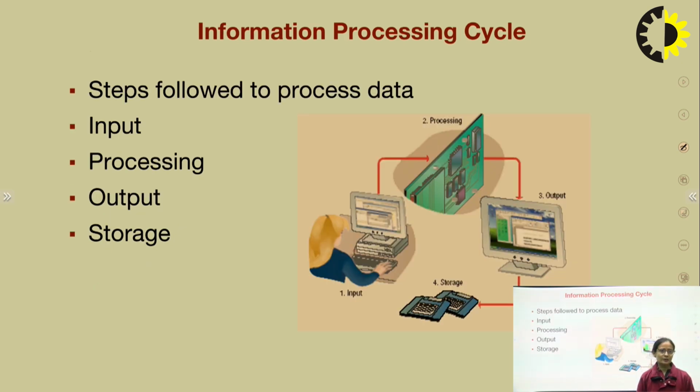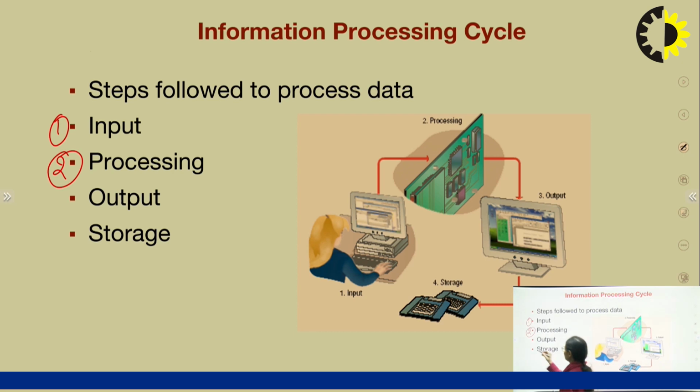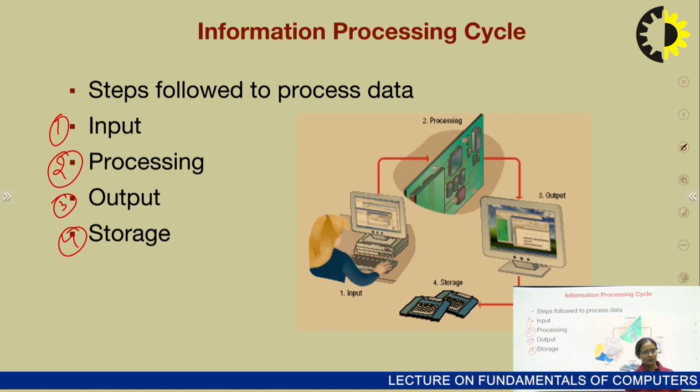Now come to the next part, that is the information processing cycle. These are the steps which are followed to process data. First, you will provide certain input. Then in the second step, you will do the processing. In the third part, we have generating the output, and the fourth part is storage, if we want to store the information on the hard disk or certain other tertiary medium.